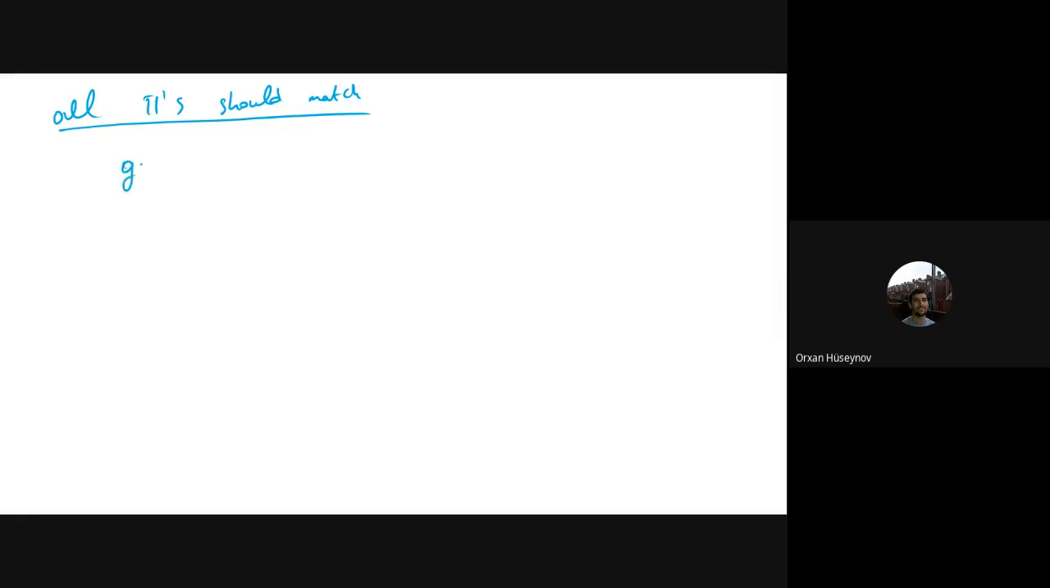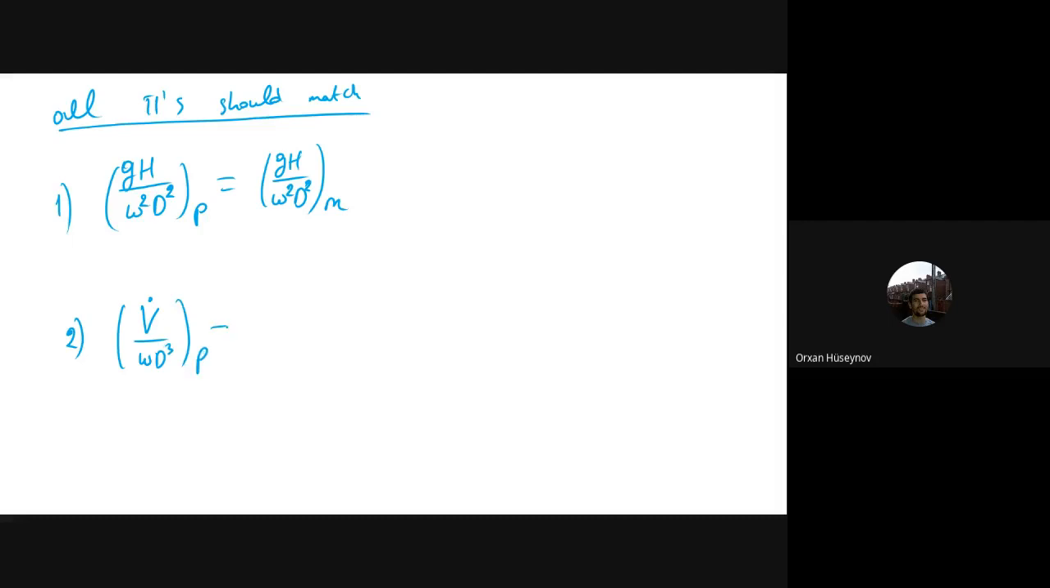So the first pi I'll select is gH divided by omega squared and the diameter squared. This one for the prototype should be the same as gH by omega squared and D squared for the model. This is the first one. And the second one, you have V dot by omega diameter to the power of 3 for the prototype, which should be the same as V dot by omega diameter to the power of 3 for the model.